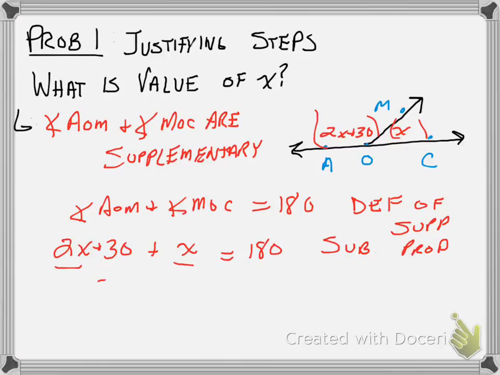Now that's a little bit weird, but this is what you also consider this. So I'm going to combine like terms, so I get 3x plus 30 equals 180. Again, this is nothing new. We've done this before, but you just have to talk about why you can do that. When I combine like terms, that's part of my distributive property.